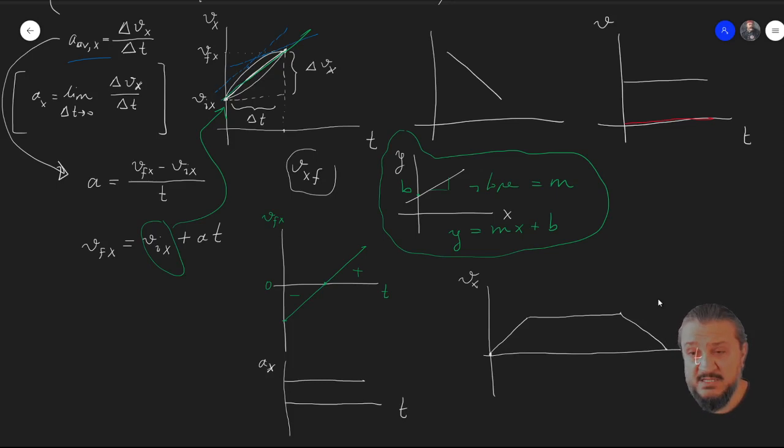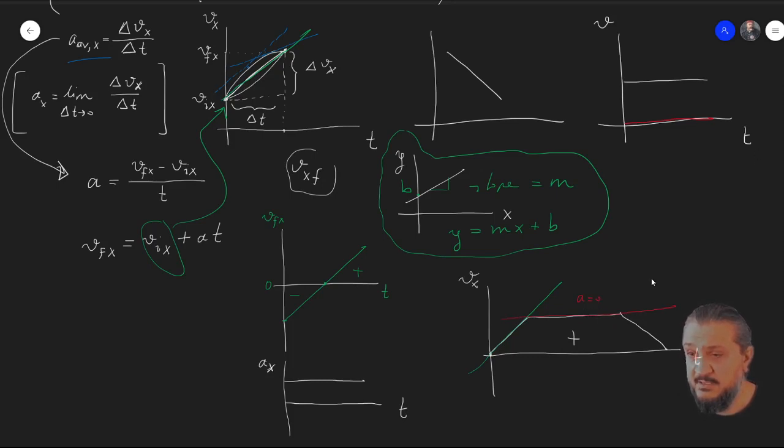But the point is, throughout this, the velocity was always positive. What about acceleration? Well, we have three segments. In the first segment, the acceleration was positive because you had a positive slope. But then, when you were keeping your velocity constant, acceleration was simply 0.